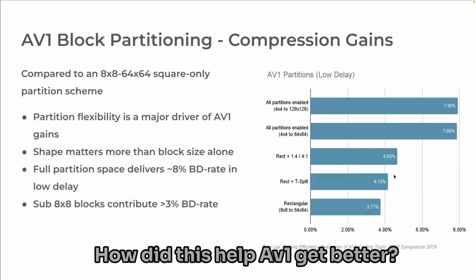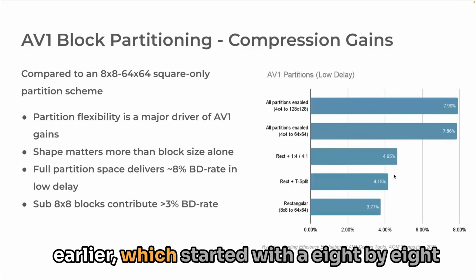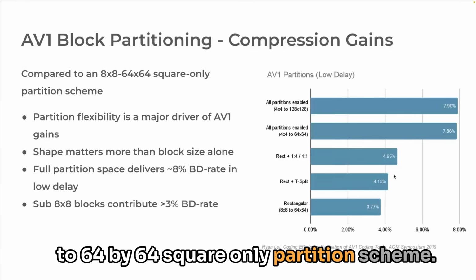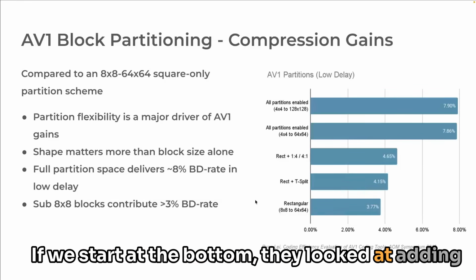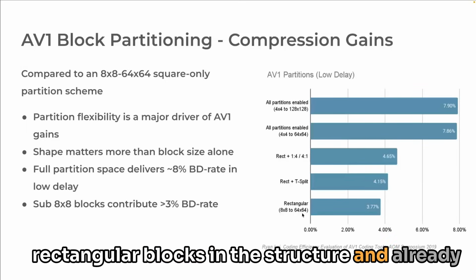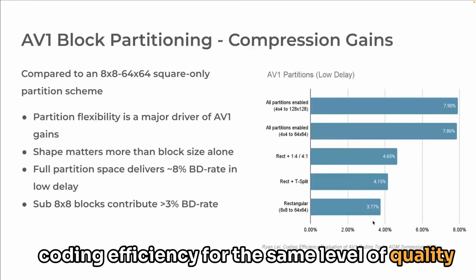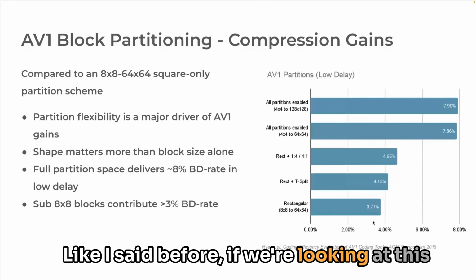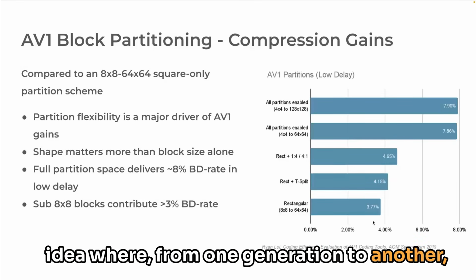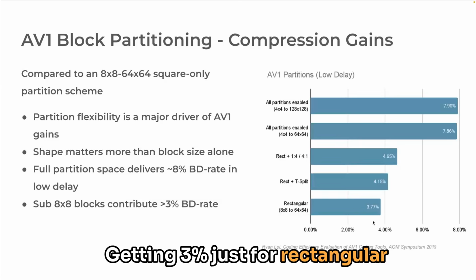So what are the gains? How did this help AV1 get better? This is results from the study I talked about earlier, which started with an 8x8 to 64x64 square-only partition scheme. So that was the baseline that was used. If we start at the bottom, they looked at adding rectangular blocks in the structure, and already if you add rectangular blocks, you improve coding efficiency for the same level of quality by about 3.77%. In the codec space, that's good. Like I said before, if we're looking at this idea where from one generation to another, there's about a 20 to 30% improvement, getting 3% just for rectangular blocks is pretty good.